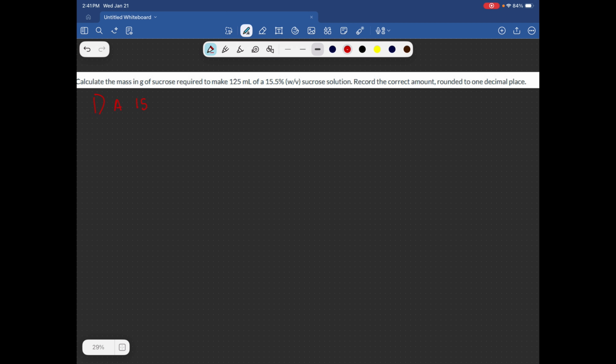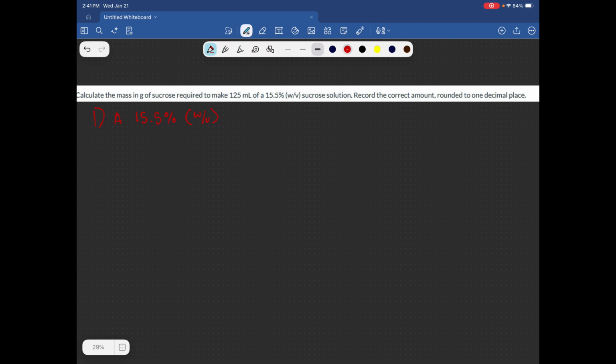A 15.5% weight over volume solution means there are 15.5 grams of a solute, in this case sucrose, for every 100 ml of total solution.